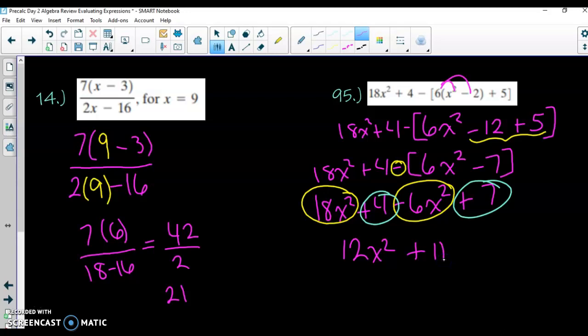12x squared plus 11. Can I do anything with the 12x squared? No, because they are not like terms. The 12 has an x squared.